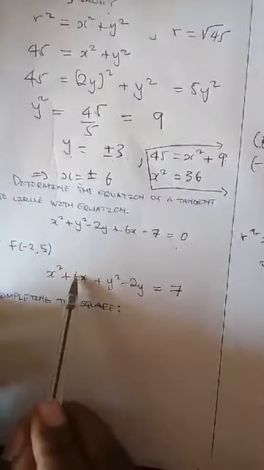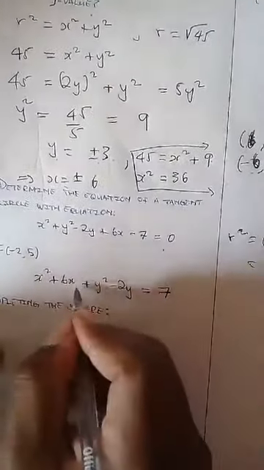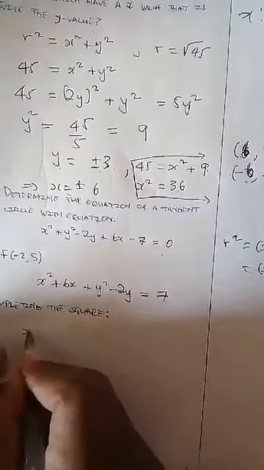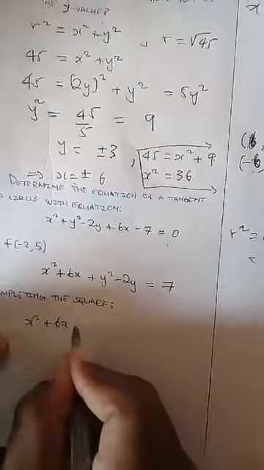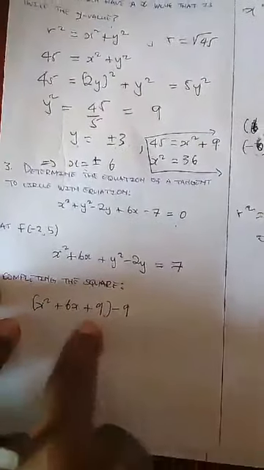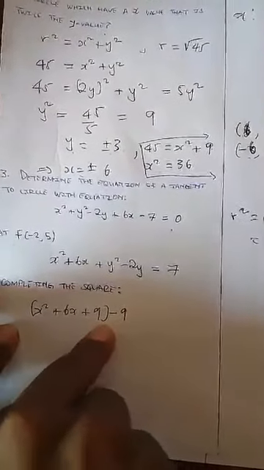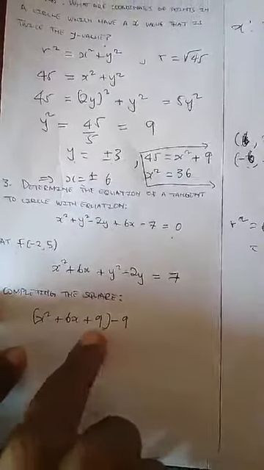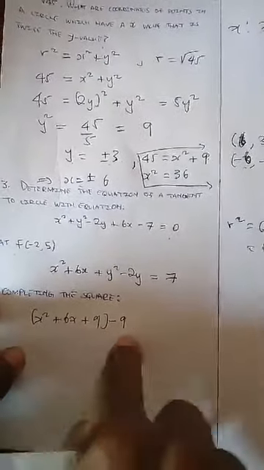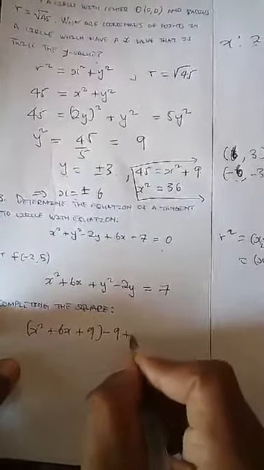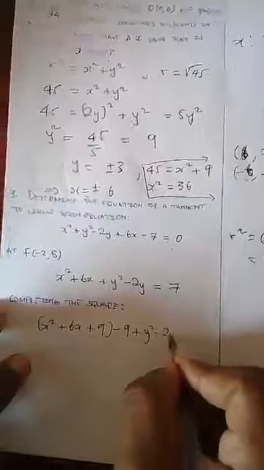Just from observation, you can see that what would make x squared plus 6x a perfect square is if there is 9 there, because (x plus 3) squared can give you that expression. So x squared plus 6x plus 9 minus 9. The number that we add we also subtract, because we don't want to lose the generality of the equation. So this is just the same as adding 0. We've added nothing, basically. And now we move to the y's. Y squared minus 2y.